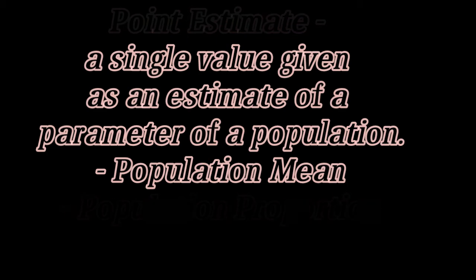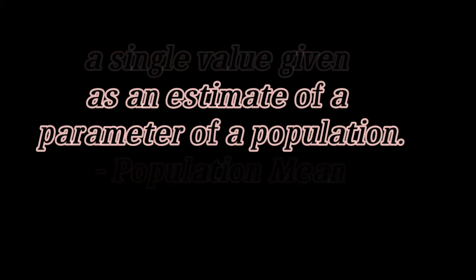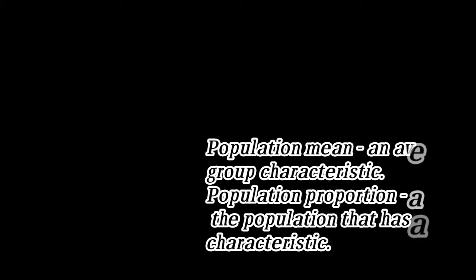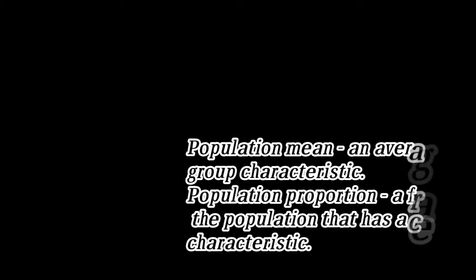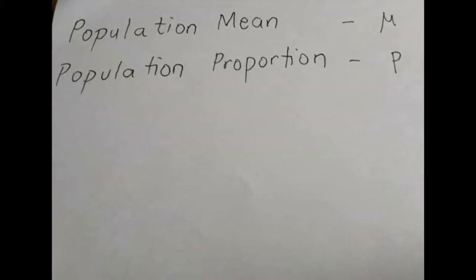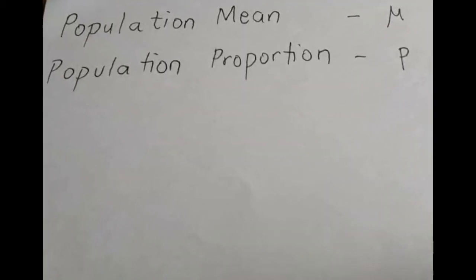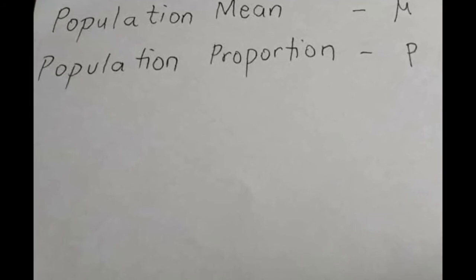There are two point estimates that we are going to use: population mean and population proportion. The population mean is an average of a group characteristic. A population proportion is a fraction of the population that has a certain characteristic. The population mean is denoted as mu, and the population proportion is denoted as p.